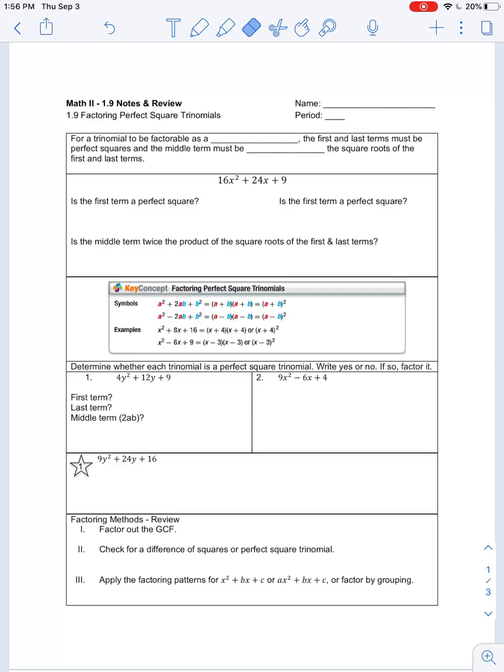It is Friday, September 4th, and we are doing the 1.9 section on factoring perfect square trinomials, as well as reviewing factoring as a whole from the chapter, bringing it all together.